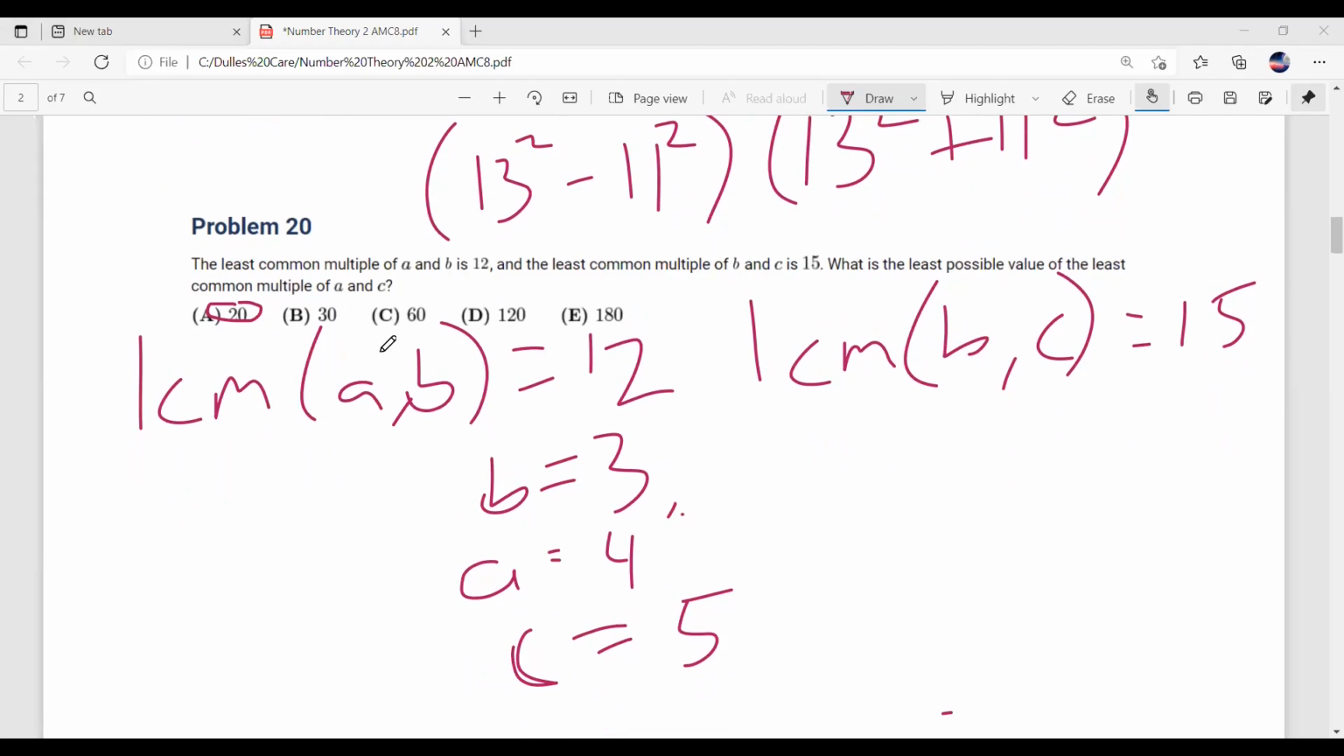Wait, why can't C be 15? Well, it could, right? But since we're considering the least possible value for the LCM of A and C, then in order to find the least possible value for the LCM, A and C should be as small as possible. The smallest possible value for C is 5, the smallest possible value for A is 4.